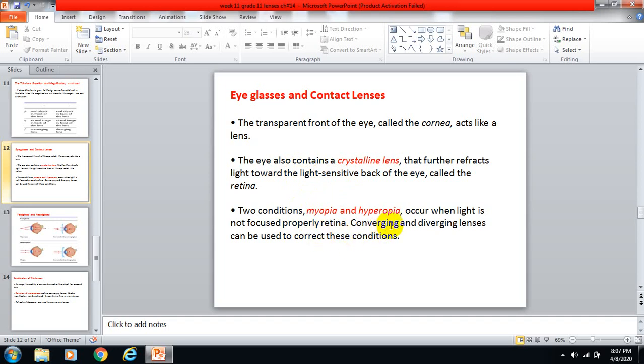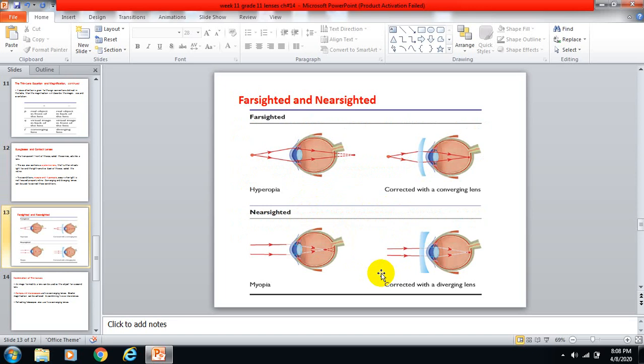So we are just in that condition, we are using the converging and diverging lens in order to remove these two malfunctions of the eyes. Look at farsightedness and nearsightedness. Farsighted and nearsighted. Far, like away, and near, like near to.